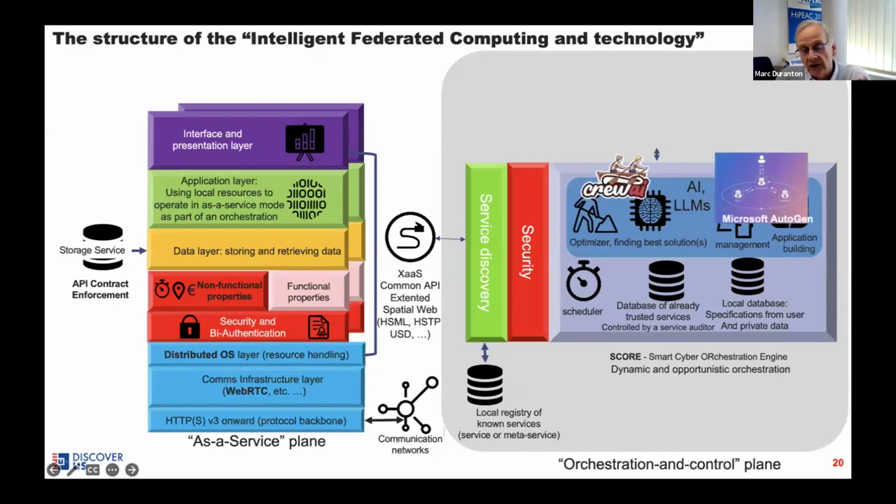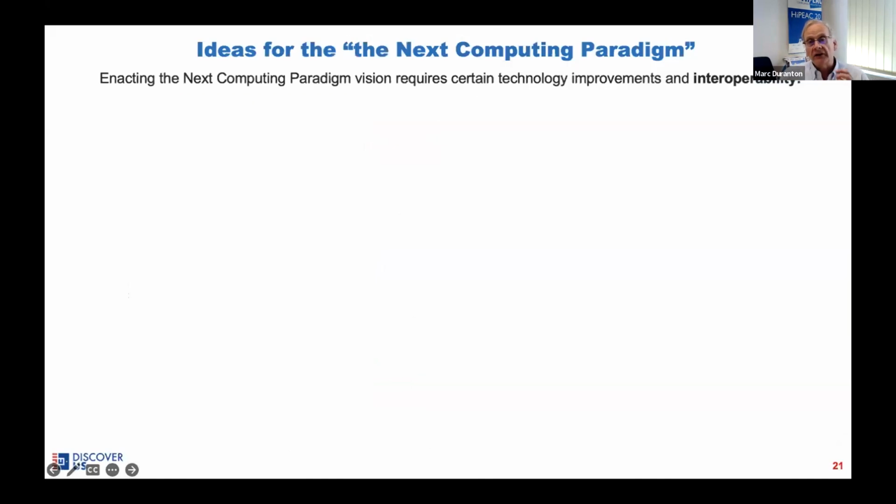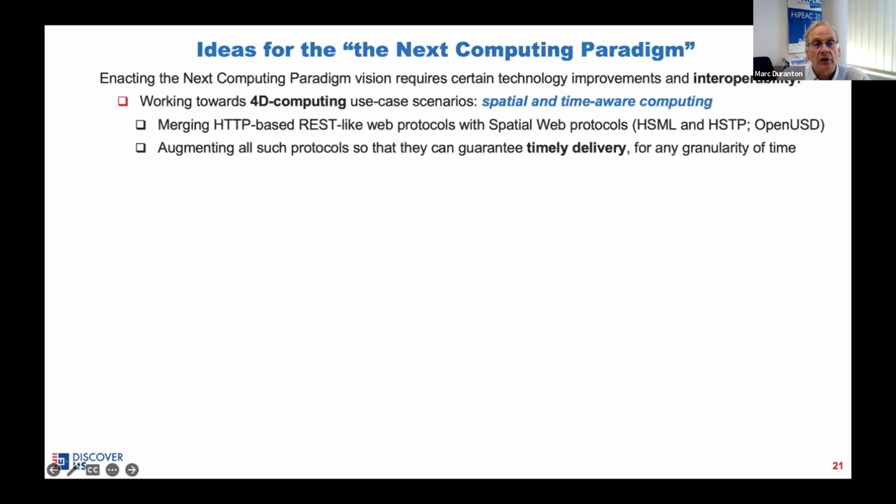And of course, here we could use artificial intelligence and agents like crew.ai or Autogen or another solution for this orchestration. And of course, using artificial intelligence for the interface with humans. So to conclude, what are the key elements for the next computing paradigm? We need to have a kind of interoperability on the requirement, to go towards this 4D computing, so this computing which is spatial and time aware.